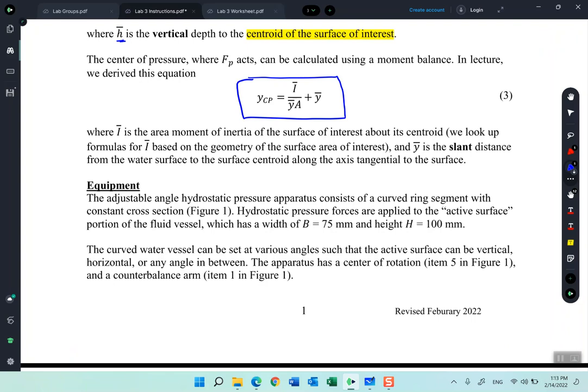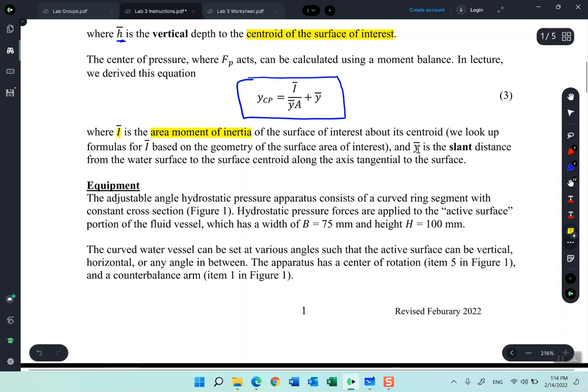So let's go through this equation very fast, because you will have to calculate that and submit it in your lab report. We have three different parameters here. We have I bar, which is the area moment of inertia for the section that you are working with.